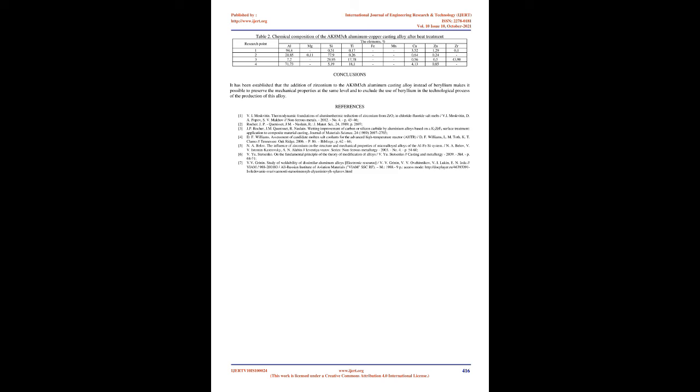Conclusions. It has been established that the addition of zirconium to the AK8M3CH aluminum casting alloy instead of beryllium makes it possible to preserve the mechanical properties at the same level and to exclude the use of beryllium in the technological process of the production of this alloy.